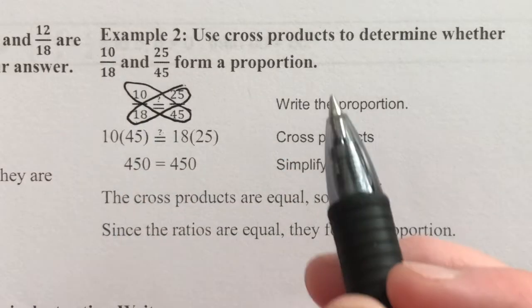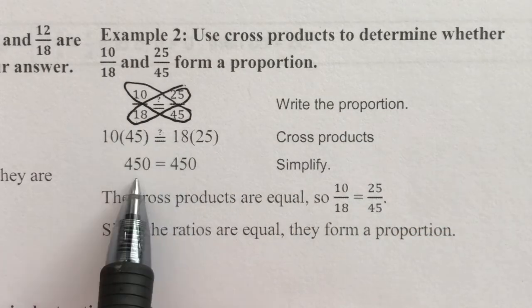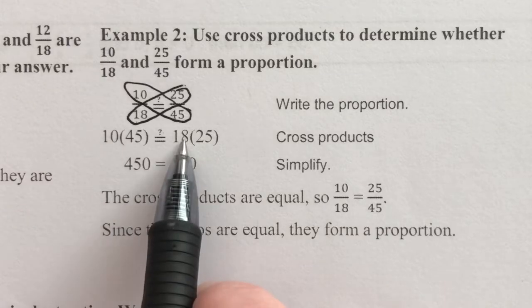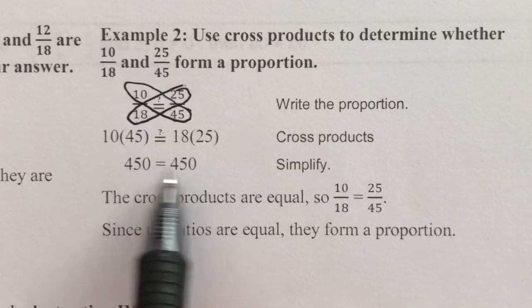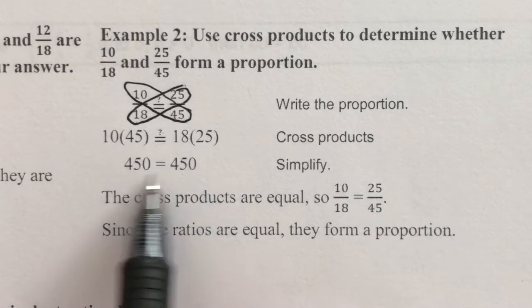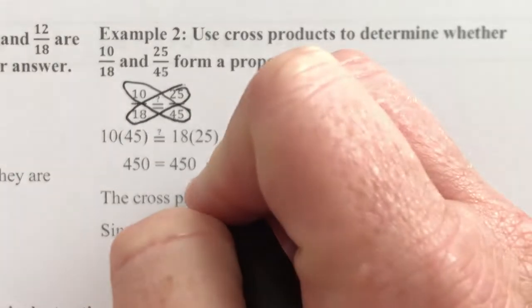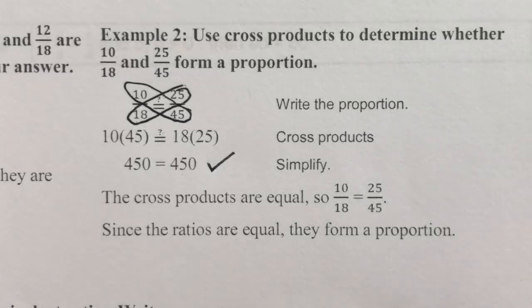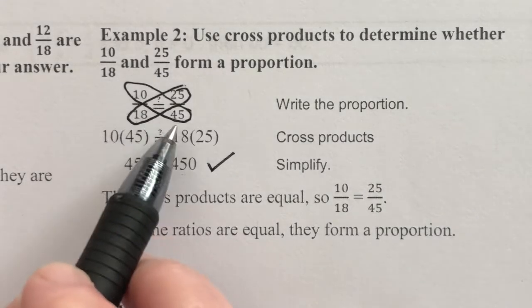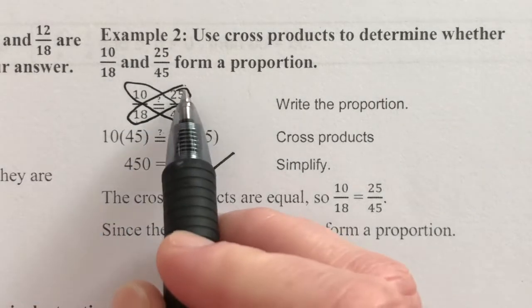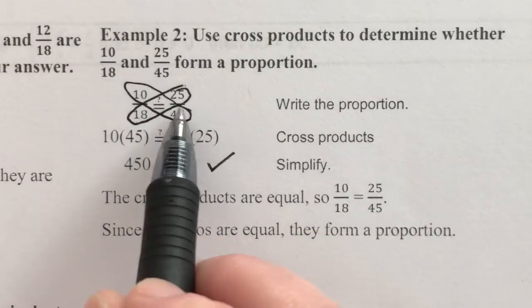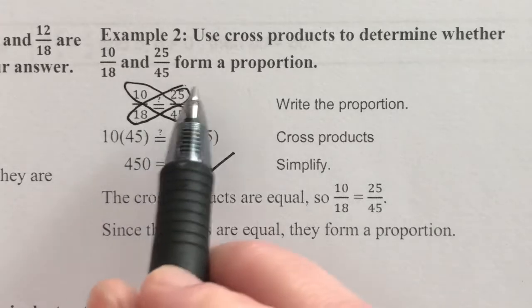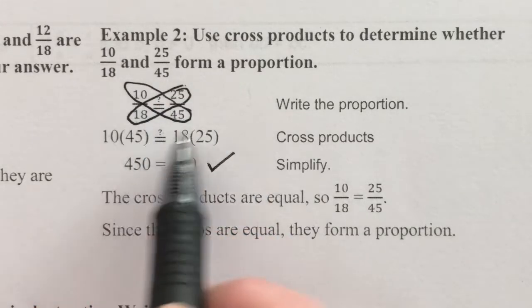We call them cross products. So now 10 times 45 is 450, and 18 times 25 is 450. So since we get the same number on both sides of the equal sign, this does create a proportion. The relationship between these two numbers is the same as the relationship between these two numbers, right? If we multiply these two, it equals the same thing as if we multiply these two. So therefore, this is a proportion.